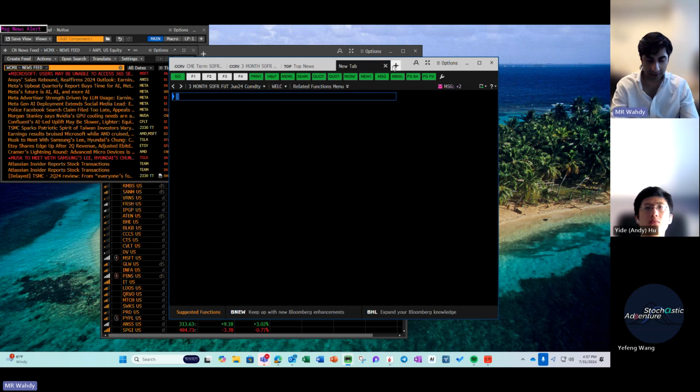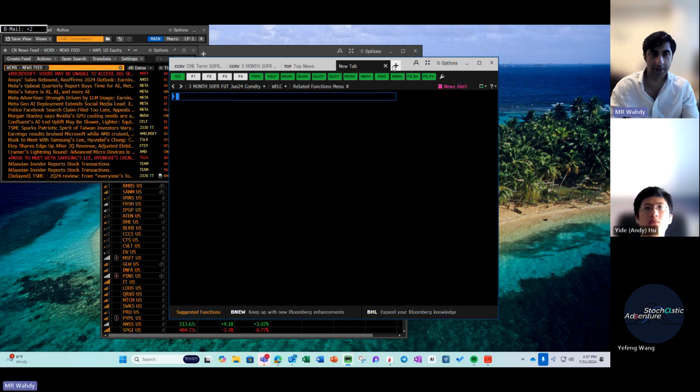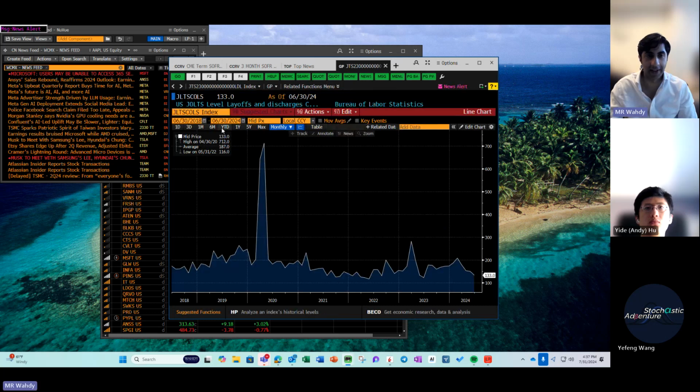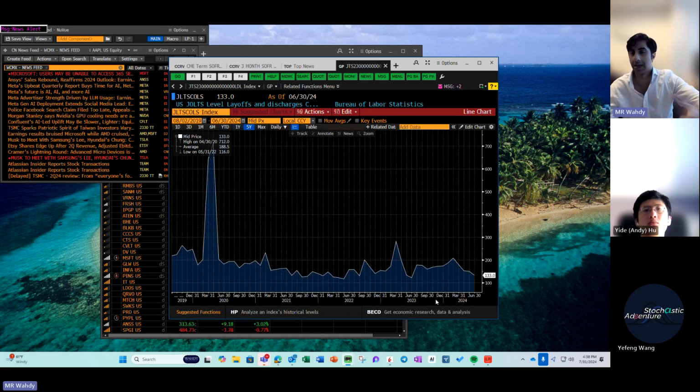I'll pull it up in a second. JOLTS construction. I think this is the data point. Yeah, so that number has fallen quite dramatically. Everyone was talking about a rebound in residential construction at the end of last year and the beginning of this year, and now we've seen that come down. Because home sales have been weaker and softer, this number is just going to continue to go lower. We're not at the bottom yet. This is going to go quite a bit lower.